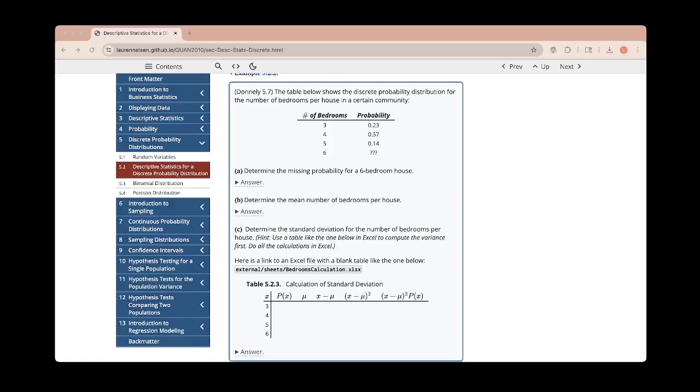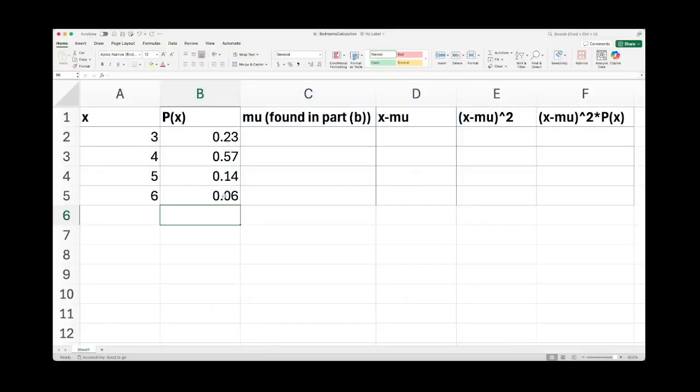So now we know that that missing value is 0.06, and we want to find the mean and the standard deviation, and there's this link to an Excel file that's set up nicely for us to find the variance and standard deviation. So let's open that up. So in this Excel file, we see this 0.06 that we just found. If we had wanted to do that in Excel, we could do equals 1 minus the sum of those other probabilities, and that would give us 0.06.